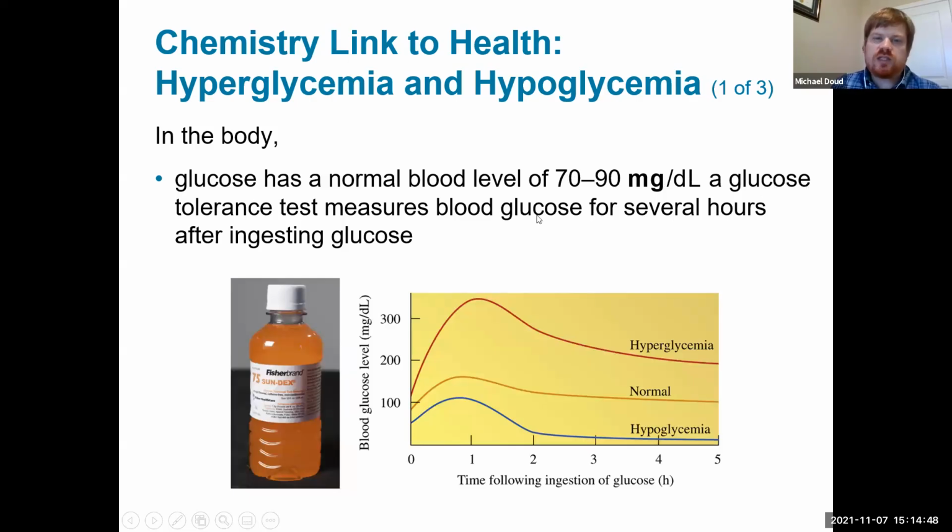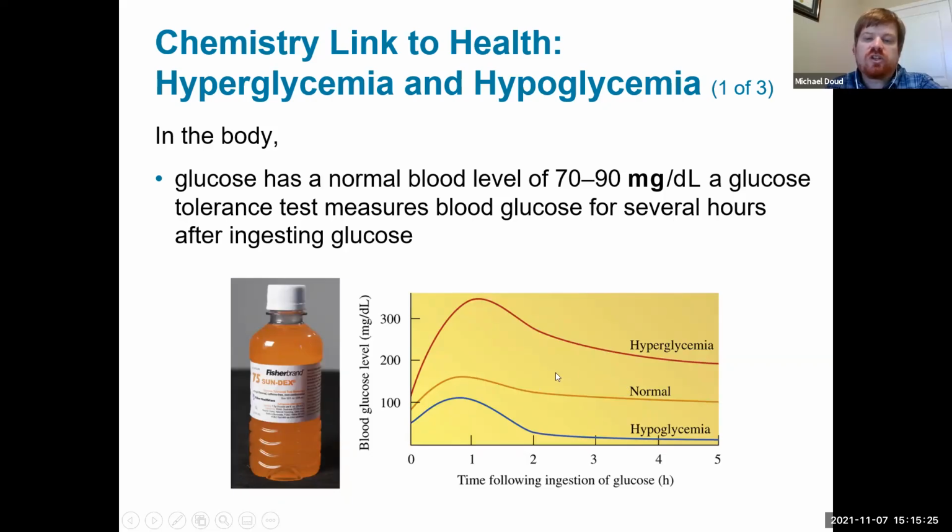The glucose tolerance test measures blood glucose for several hours after ingesting glucose. This is funny. This happens like if you get pregnant, they'll test you for your metabolism. You drink this whole thing, and they measure your blood several different times following that ingestion. For a normal or typical response, you see a bump of about an hour and then a return back to a normal level for the blood glucose level.